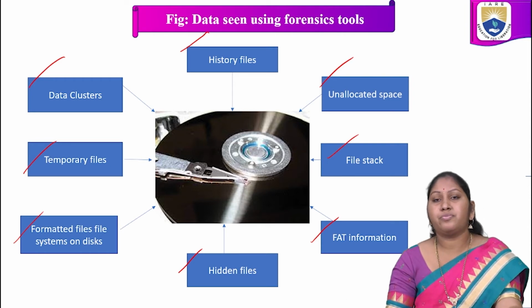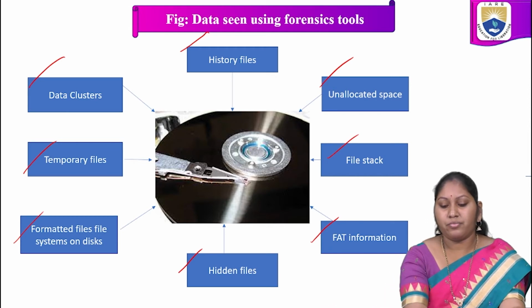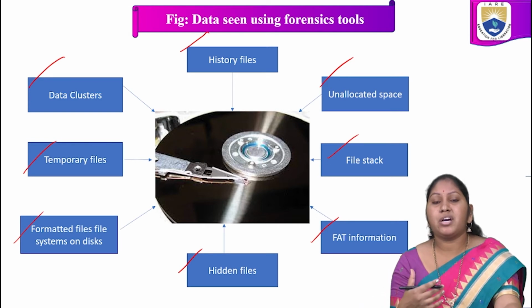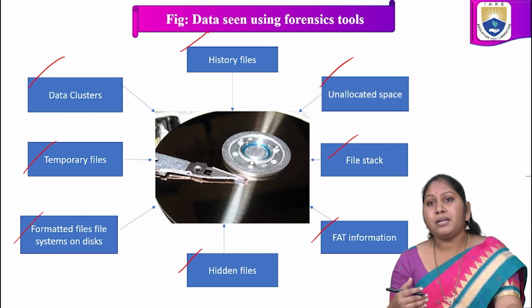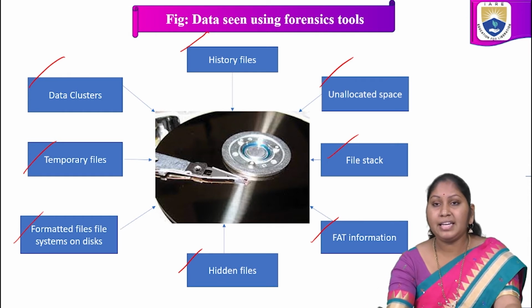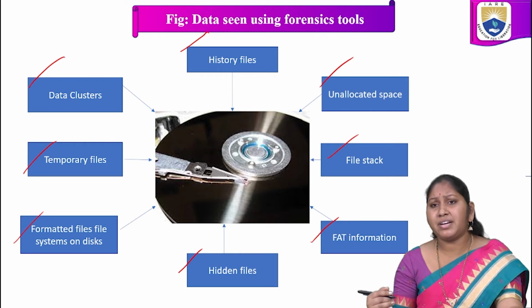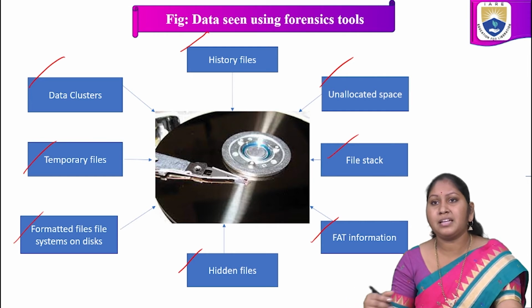So temporary files are used for storing information when any program is running or in process. Formatted files or file systems on disk are files encoded with some coding, and they can be decoded by using cyber forensic tools. And hidden files: in every system we have hidden files, in settings for example, and they can be extracted by using cyber forensic tools. Hidden files are the files which are hidden in the system.